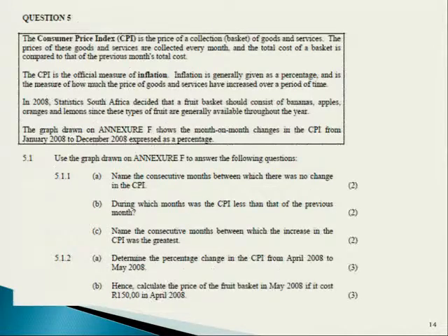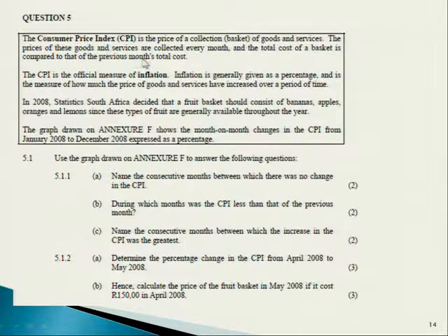Question 5, there it is. In the question paper, they explained what CPI was, but I am sure all of you will know now what CPI is. But if you don't, just read it again. The Consumer Price Index is the price of a collection or a basket. Remember now what the basket refers to, of goods and services.